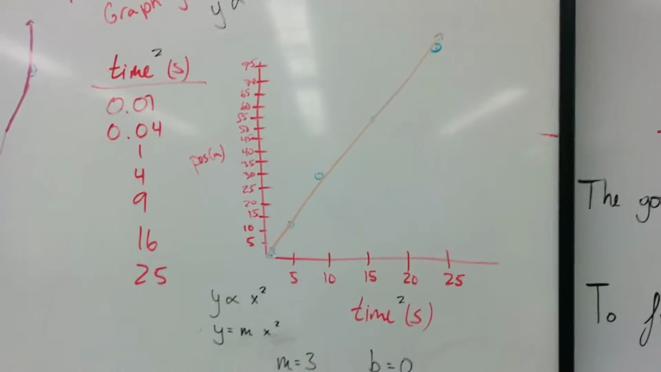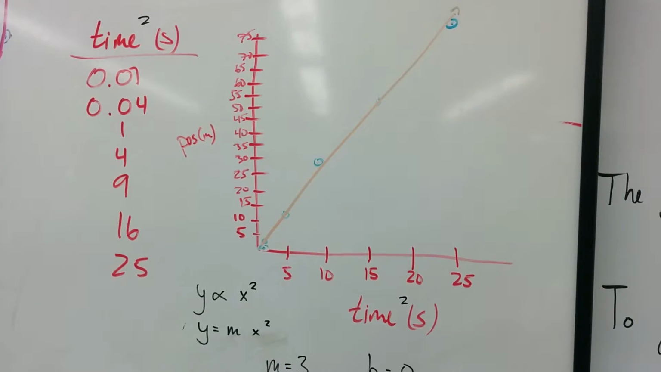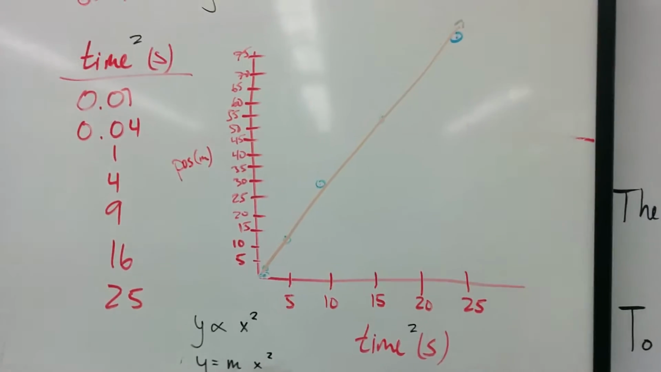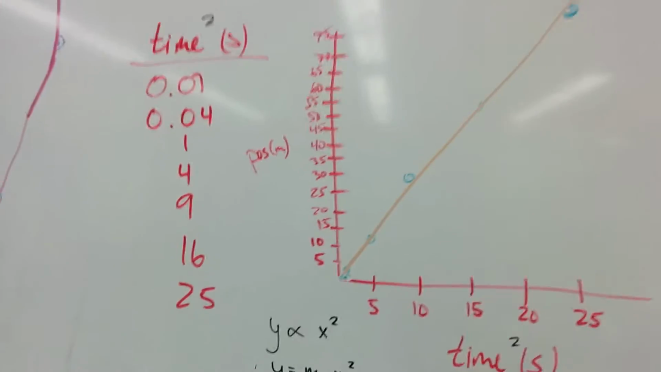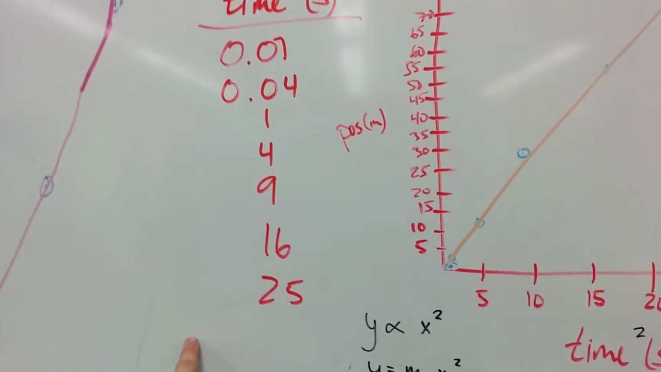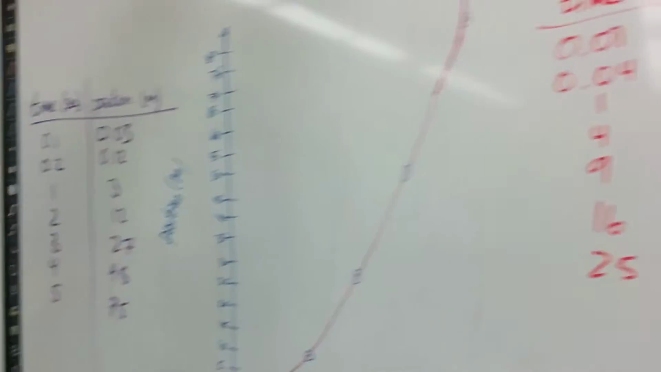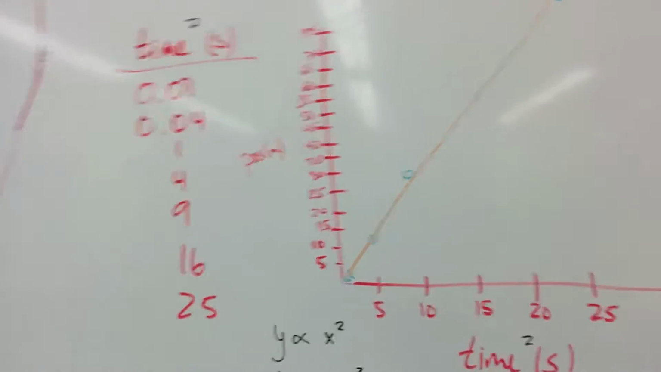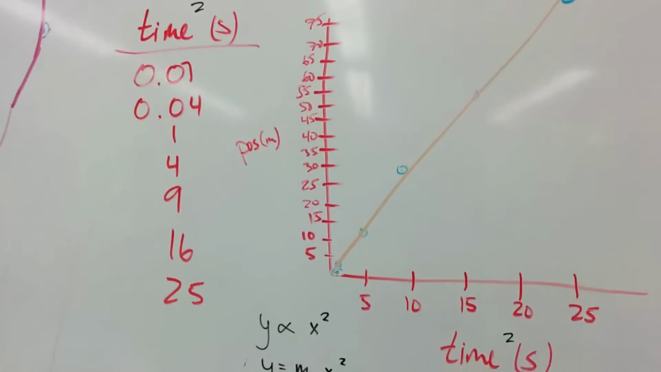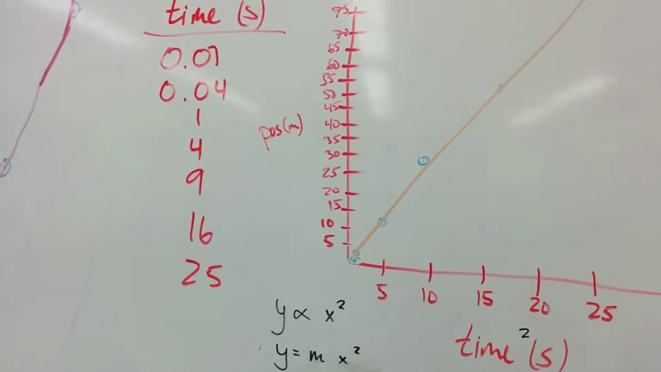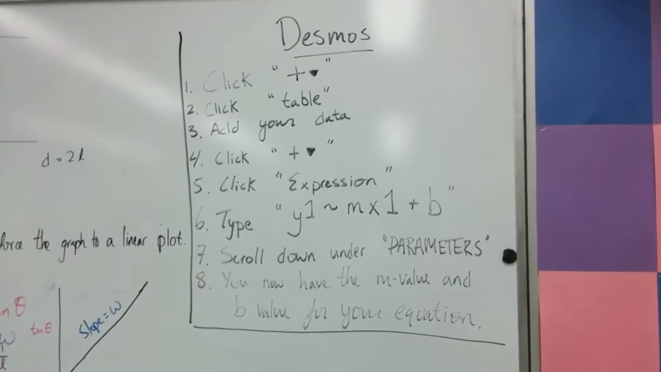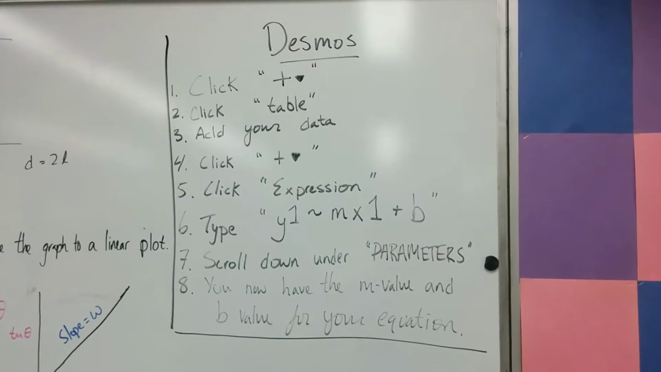So this is my test plot. Time squared, I should have labeled this. Time squared is on the x, position is on the y, and as you see, it comes out in a linear form. So this data, where time squared is my x and position is my y, is what I plugged into Desmos, where I put in the table and then wrote out an expression. If you don't have the operations for Desmos, I'm just going to leave this here and you can pause the screen and follow those instructions.